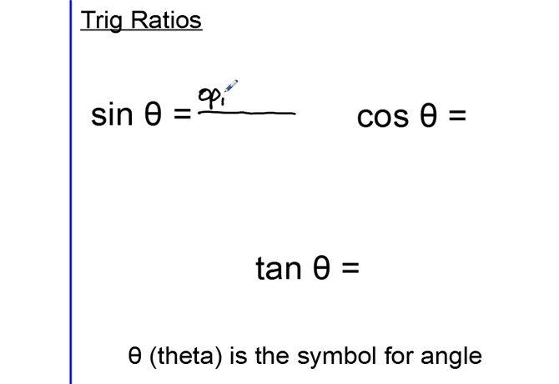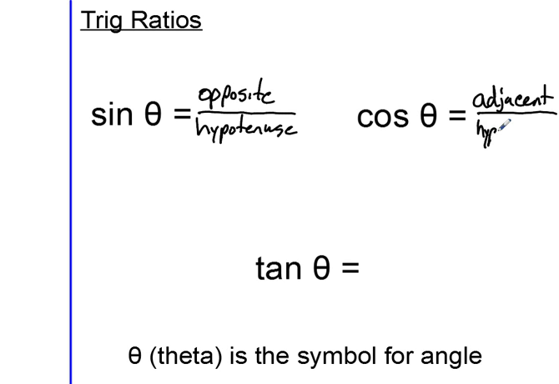Sine is opposite over hypotenuse. Cosine is similar. It is adjacent over hypotenuse. And tangent is a combination of both sine and cosine. It is opposite over adjacent.